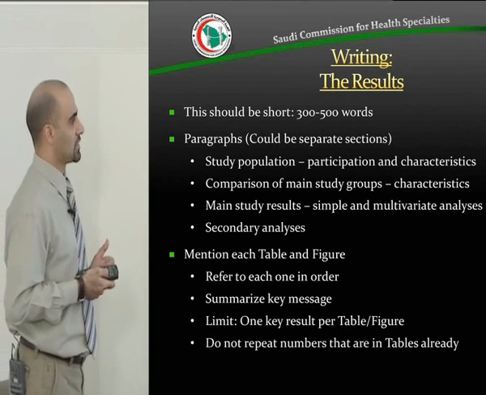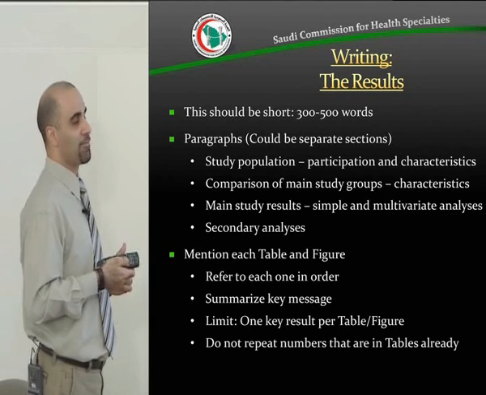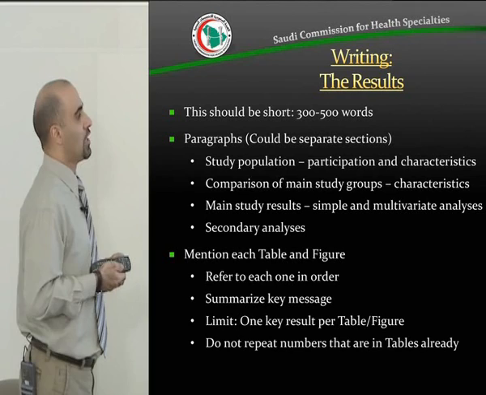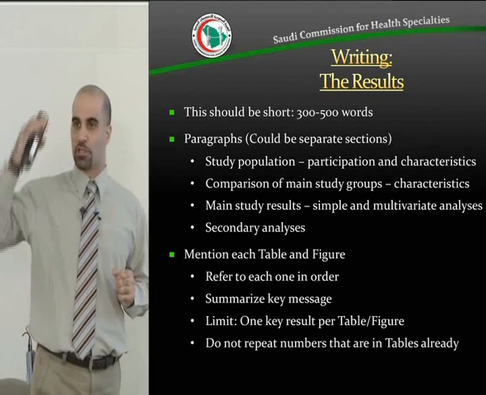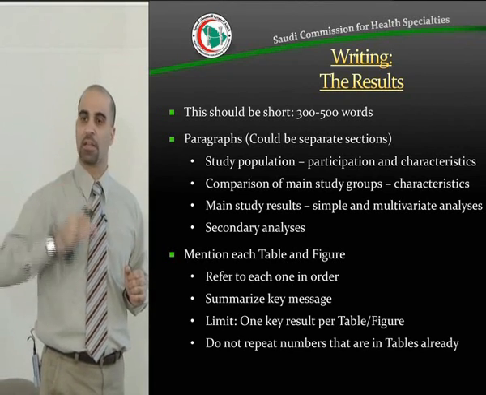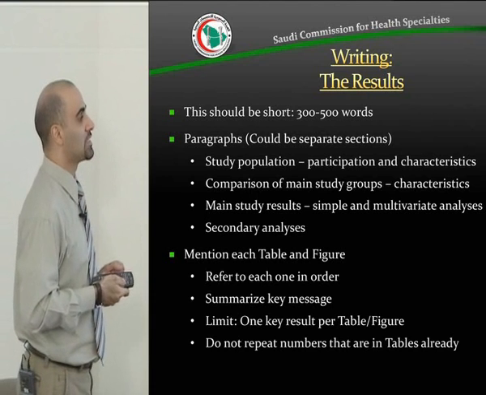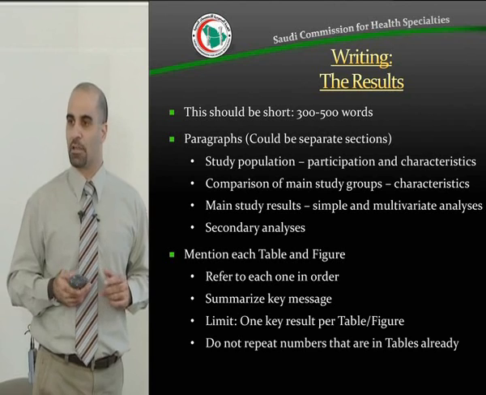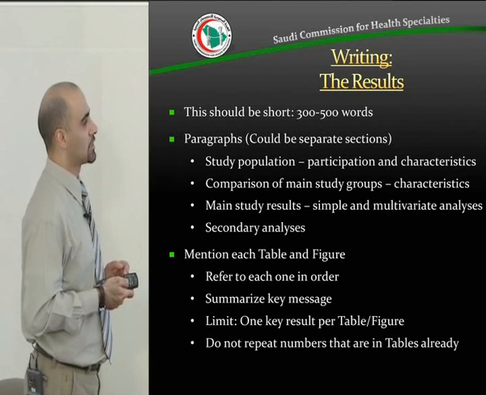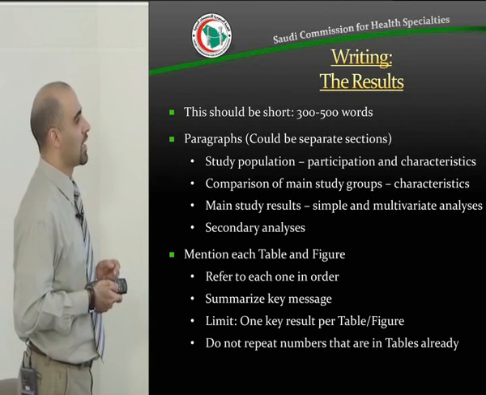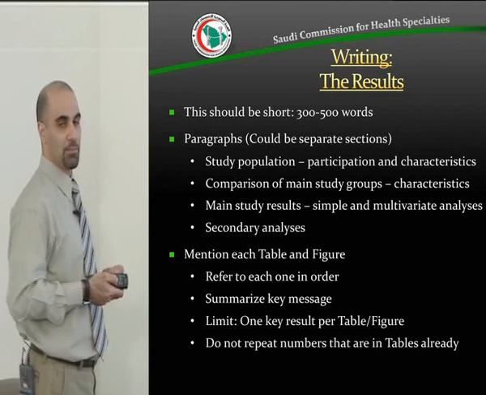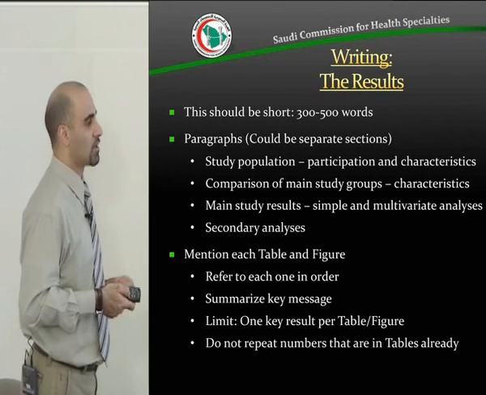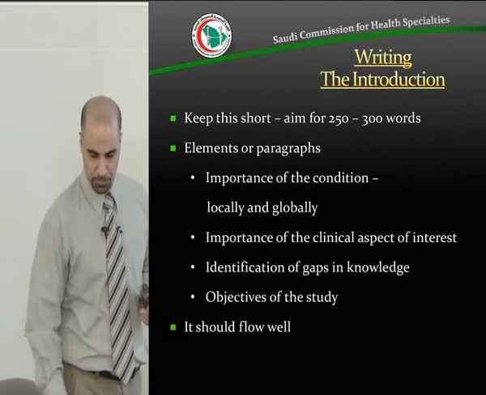secondary analyses. Mention each table and figure that you have included in your manuscript, and refer to each one in order. So you start with table 1, go to table 2, table 3, and then table 4. Summarize the key message. Do not talk about a lot of findings that you find in the results. Make it specific to the key message. Limit one key result per table or figure, one key point. And do not repeat numbers that are in the tables already.